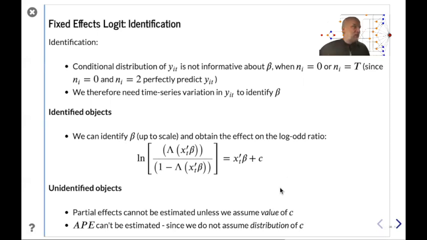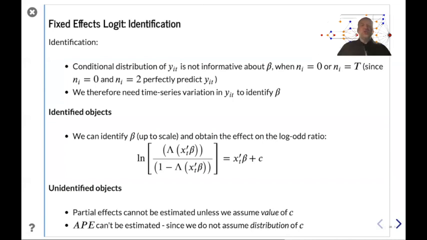That was the case before, right? We could identify the partial effects in the random effects logit model and also in the probit models. We could identify the partial effects. Okay. That's not the case here.